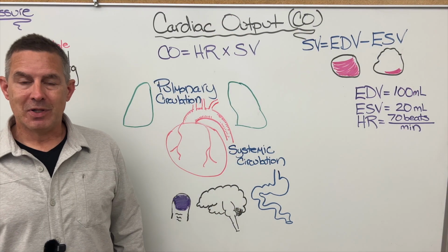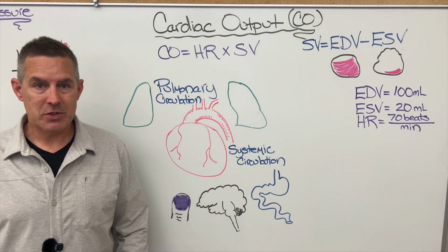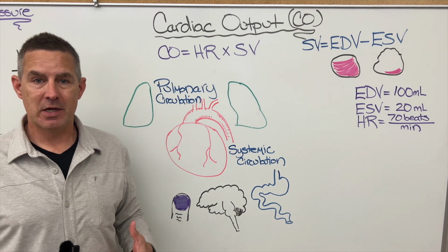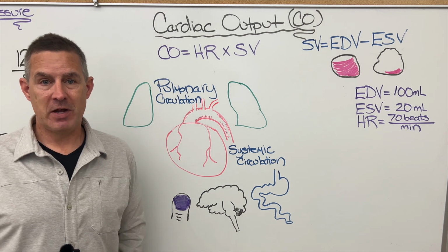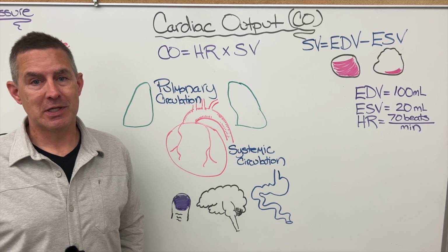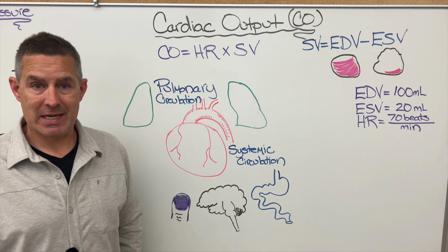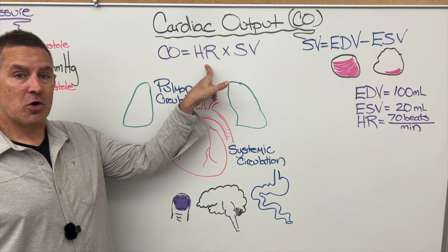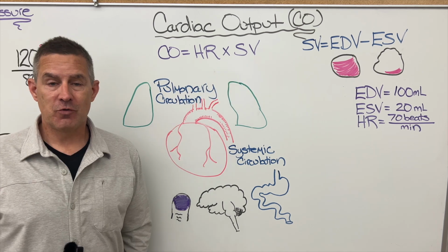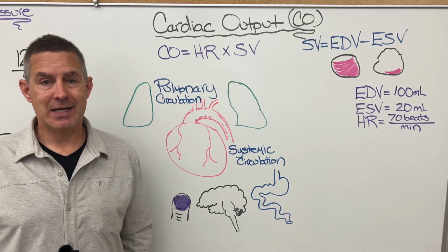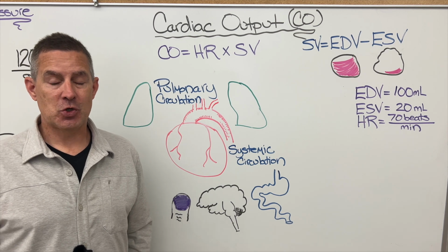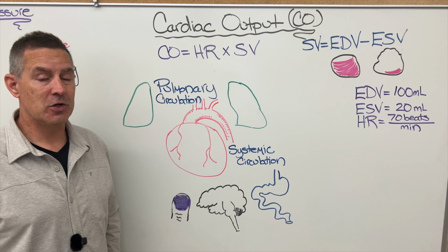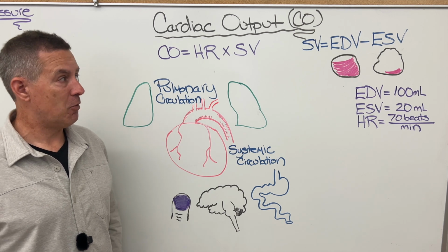So how much blood is ejected from the heart? Well, that is what's known as cardiac output, the amount of blood ejected from the left ventricle per unit time, which generally is liters per minute. And we can determine cardiac output if we know heart rate and stroke volume. Stroke volume is the volume of blood ejected from the left ventricle after one contraction. So if we know heart rate and stroke volume, we can determine cardiac output.